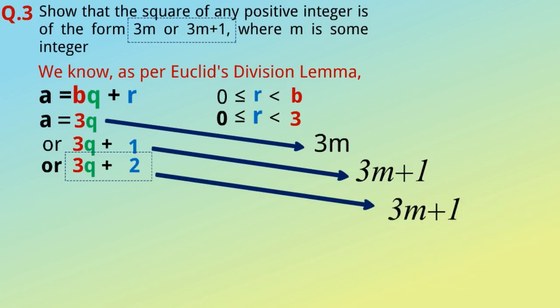So we have seen that the square of any positive integer is of the form 3m or 3m plus 1, where m is some integer.